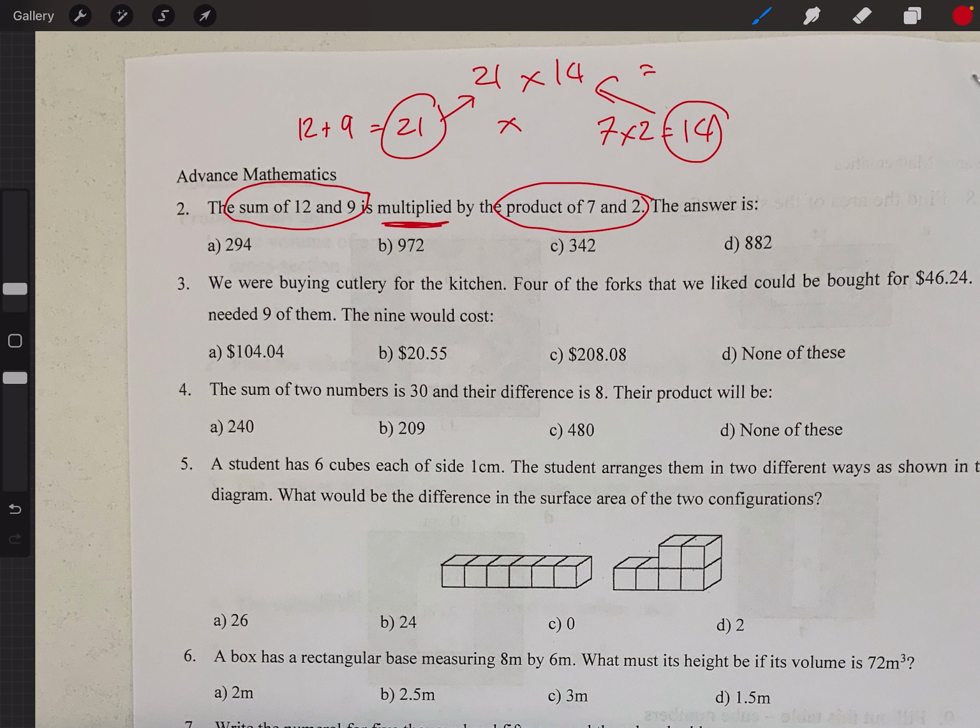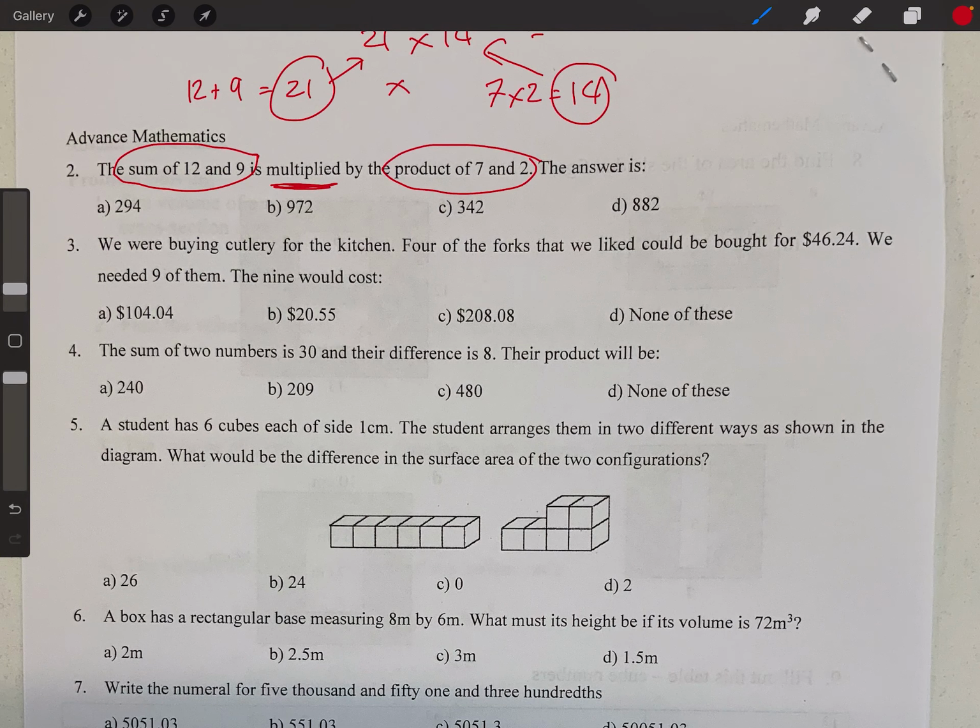Question 3, we are buying cutlery for the kitchen. 4 of the forks that we like could be bought for this amount. We need 9 of them. The 9 would cost how much? So 4 forks cost $46.24. How much would 9 cost? That's the question. So let's go to 1 first. How much for 1 fork? From 4 to 1 we divide by 4, so we divide this by 4 and get a number. And then from 1 to 9, just multiply by 9. You multiply that by 9 and get the answer there.